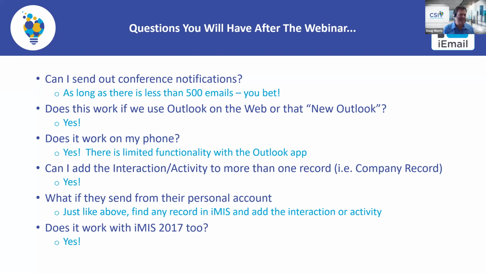This just came in the other day from the longest time user of iMIS. They said, hey Doug, I'm getting emails and they need to go on a company record as well as an individual record. The stuff JT showed can be added to multiple records. So you just hit find and you can choose one or more records. In the case of a person emailing you from, say, their Gmail account, but you know they have a record in iMIS, you can find them as well. So you do not have to have a perfect match on the email. And yes, it works with iMIS 2017.